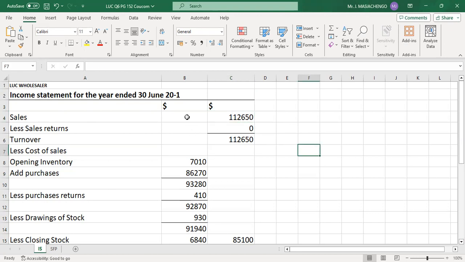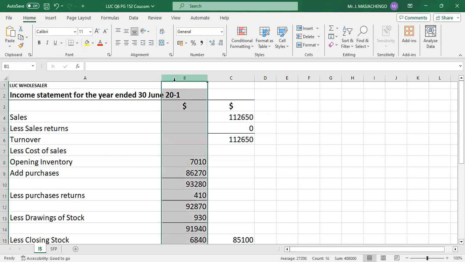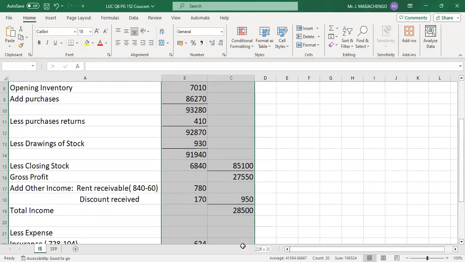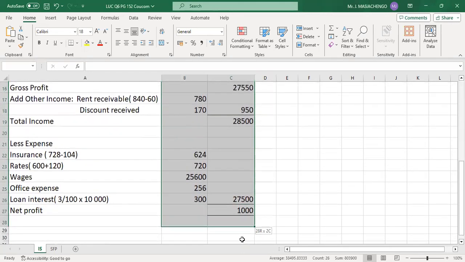Then you need also to put the columns. Put $ at the cent. Let me just align this one to the cent. These are the columns, so let me also indicate the columns. You need to make these columns. I'm doing this video for you to make sure that you come up with something that is very nice. So let me put the columns here so that you can actually see.